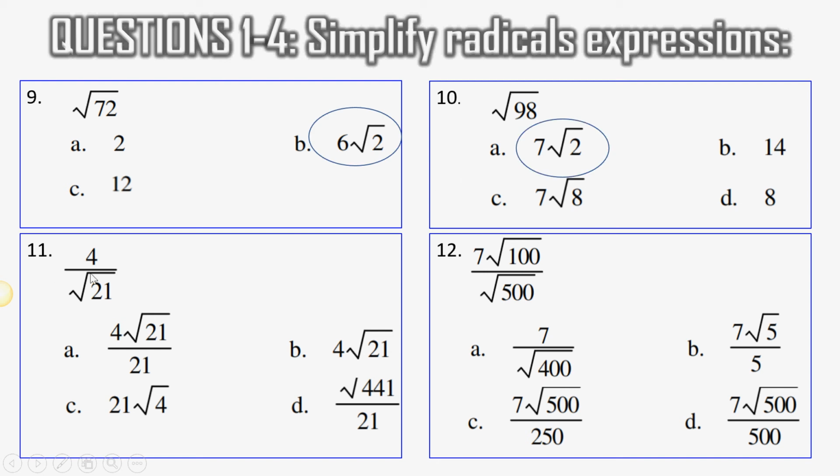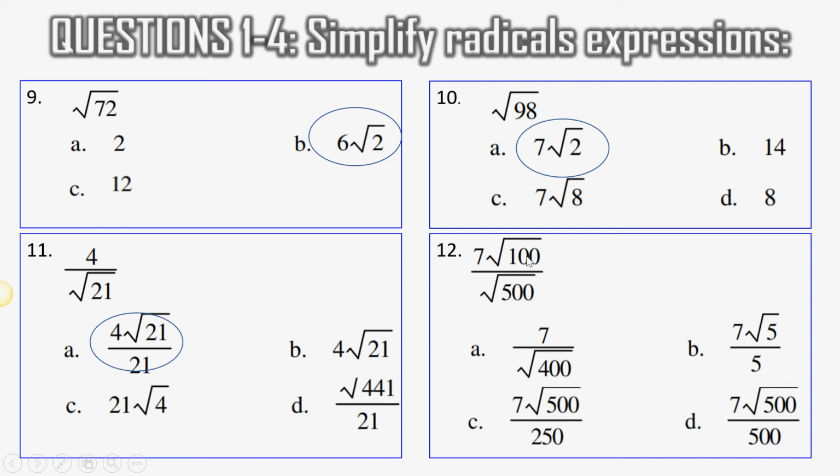Number 11, radical is only in the denominator. Slide the radical to the top, pull the number down. So the radical is on top, the 21 is on the bottom. You cannot reduce 4 and 21. That's your answer. And then this last one, you have a radical over a radical.